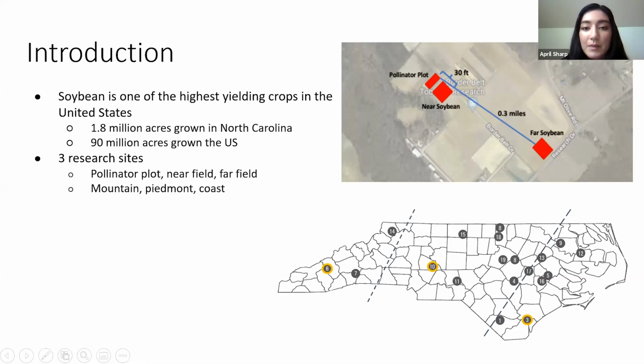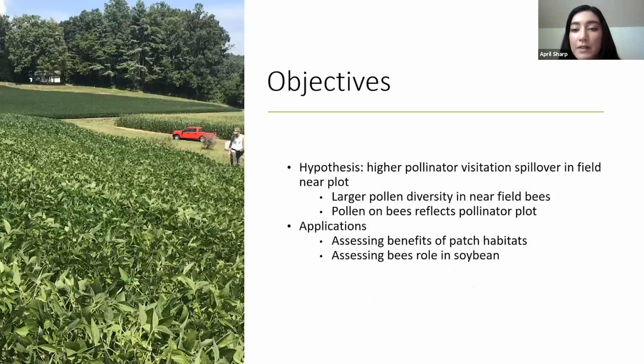So some objectives of my study: my hypothesis is that higher pollinator visitation will occur in the soybean field closest to the pollinator plot. I predict that a larger pollen diversity will be found on bees collected from the near field, and pollen on the bees will reflect the pollen found in the pollinator plot.